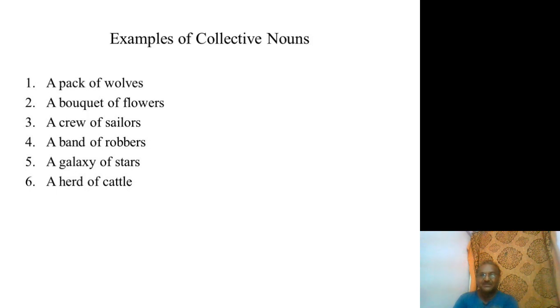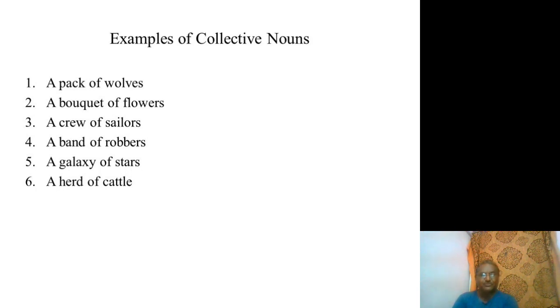Bouquet of flowers. In a bouquet, you find a good number of flowers. You are not going to count one, two, three, four. Maybe two, three, four, five, whatever it could be. And you are not going to see them one by one. You see that bouquet of flowers.